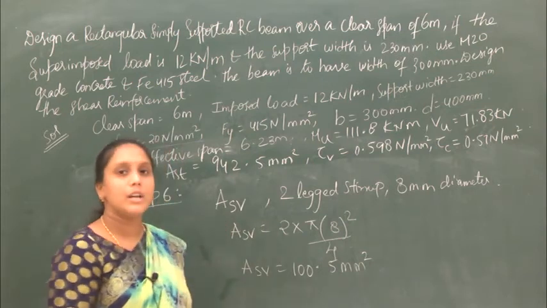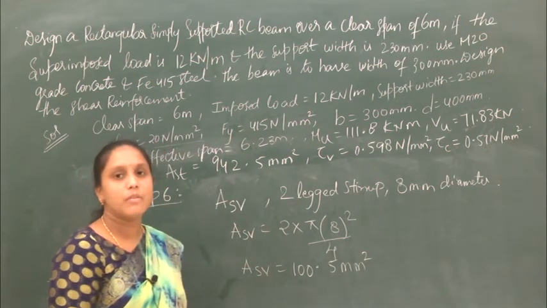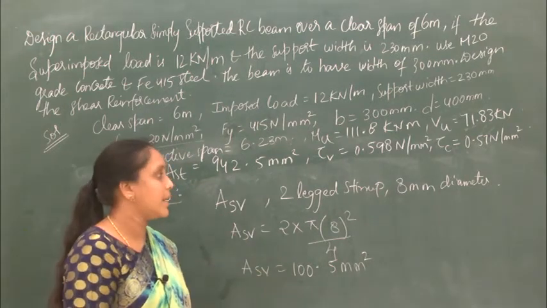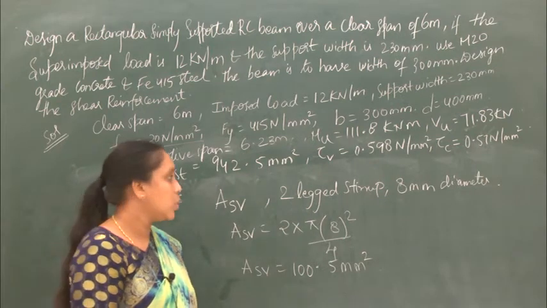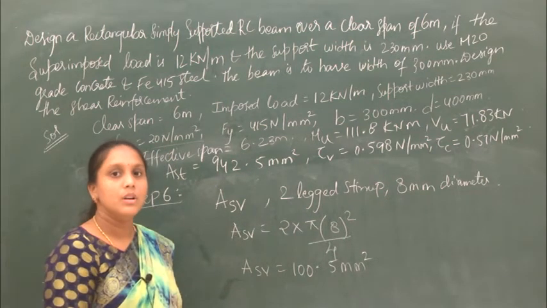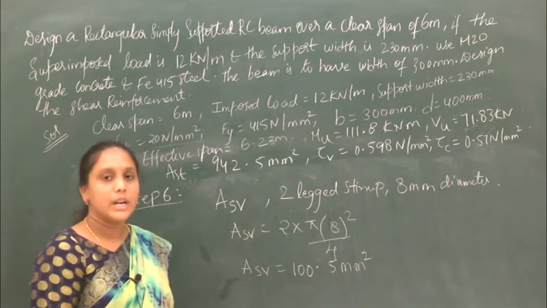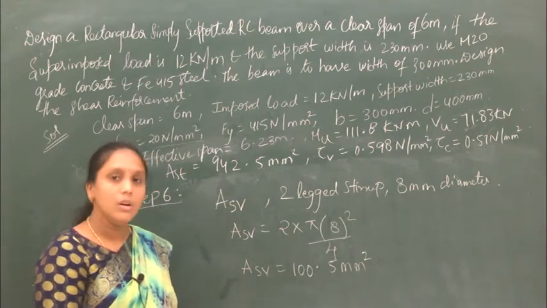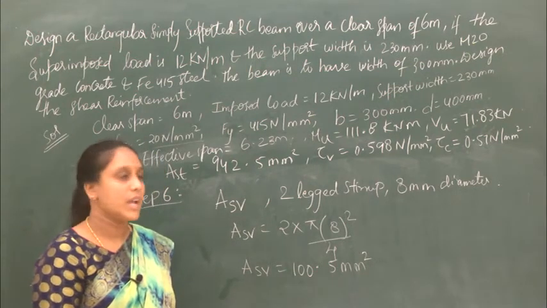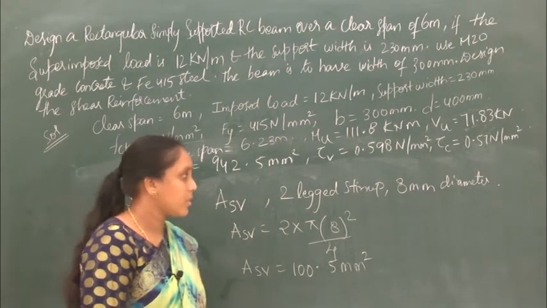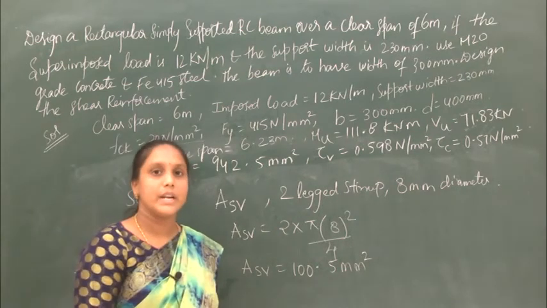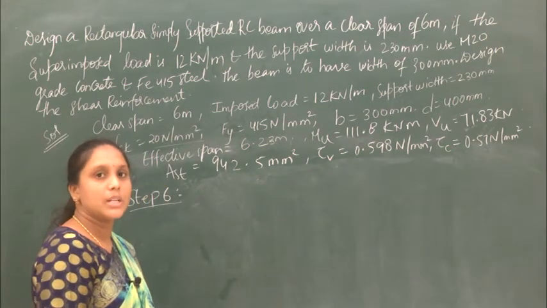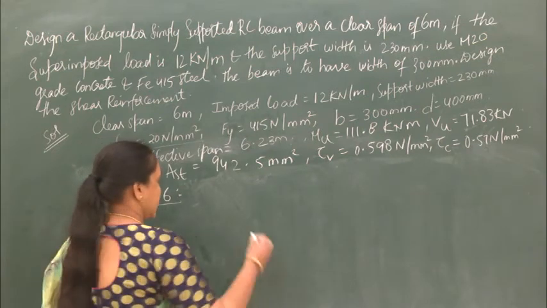So this is the area of the vertical stirrups I am providing, that is 100.5 mm square. After finding out the area of the vertical stirrups, next we have to calculate the spacing for the shear force which has to be carried by the shear reinforcement. The least of all the spacings has to be taken into consideration. So now let us calculate the spacing, that is, let us calculate the SV. Here we are considering the vertical stirrups.